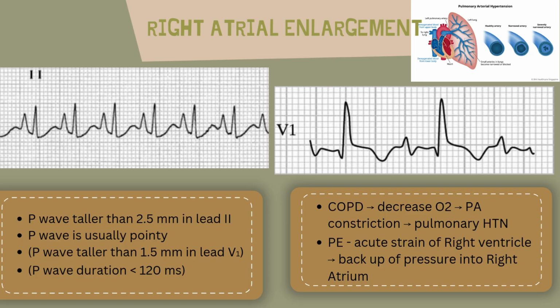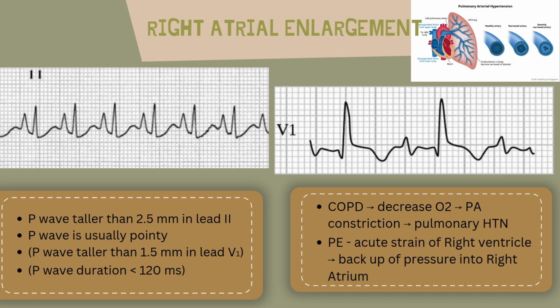So, because of pulmonary hypertension, the right ventricle now has to pump against a higher resistance to move blood into the lungs. And that chronic strain can cause it to work harder, and that eventually leads to backward pressure into the right atrium. And to keep up with this backward pressure, the right atrium stretches and enlarges, and that shows up on the EKG.